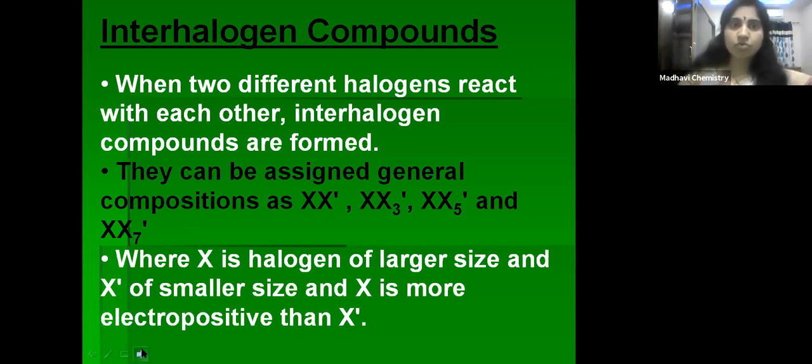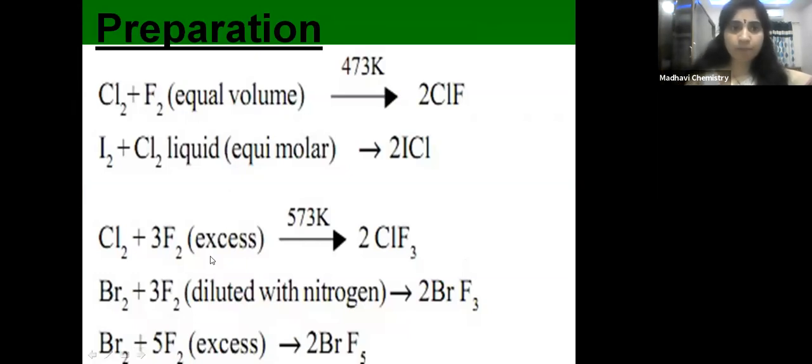Now let us see how to prepare these interhalogen compounds. Children, if we consider two halogens in equimolar amounts, what will we get? For example, chlorine plus F2 in a 1:1 ratio gives ClF. Similarly, I2 plus Cl2 equimolar gives ICl. So if you consider two halogens in a 1:1 ratio, you get XX' type interhalogen compounds.